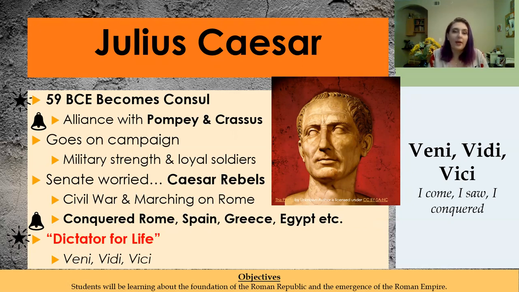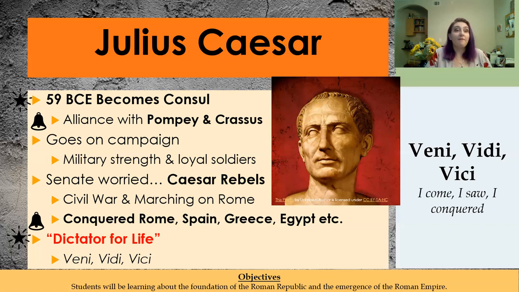Julius would go on campaign with his soldiers and gain both military strongholds throughout the Mediterranean as well as loyal soldiers. And he actually would bring back his soldiers, forming this huge personal army. And the Senate was really worried about this. They're like, we don't like this. And so they basically told Caesar, you need to disband your army or you can't come back to Rome. And Caesar was like, I can do whatever I want. And so he starts to march on Rome.